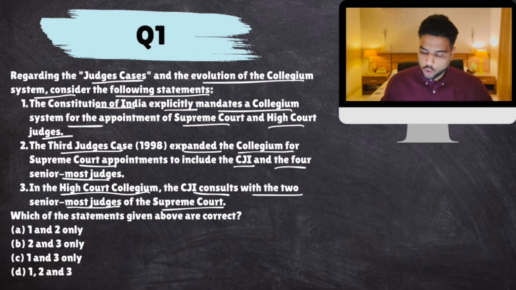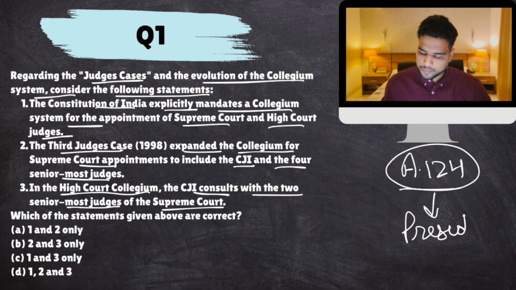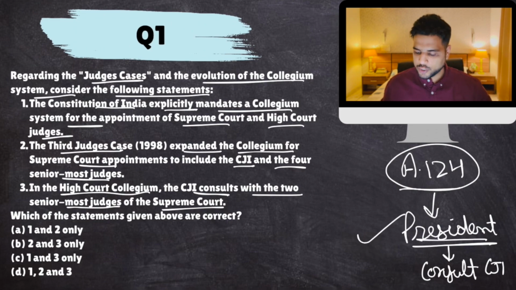Now look, as far as the Constitution is concerned, Article 124 deals with appointment of Supreme Court judges. And our Constitution is pretty clear. Our Constitution says that the President shall appoint judges of the Supreme Court. It's very simple. But the Constitution says that in appointment of Supreme Court judges, the President shall consult the CJI, Chief Justice of India.